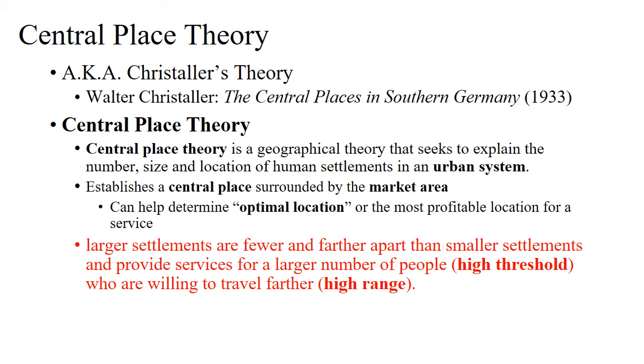One of the main ideas here, the whole thing central place theory is really trying to show, is that larger settlements are going to be fewer and farther apart than smaller settlements, and are going to be providing services for larger numbers of people, a higher threshold, or services people are willing to travel farther for, a range, and that you're going to find a network of these settlements. Lots of small ones, fewer bigger ones, and then very few really, really big ones, okay? But that they're going to work together to share services and customers.